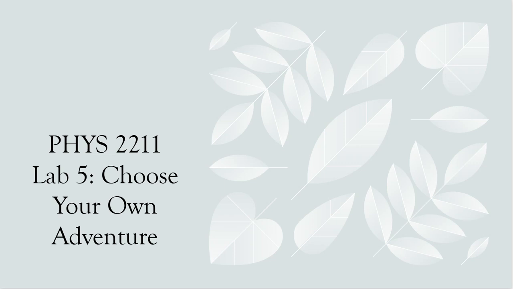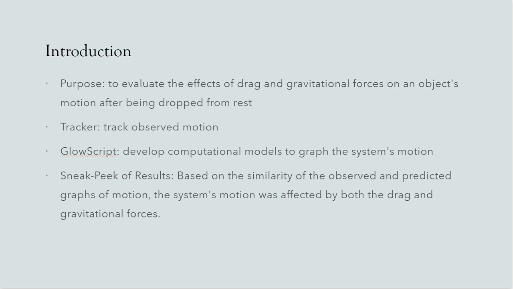Physics 2211 Lab 5, Choose Your Own Adventure. The purpose of this lab is to evaluate the effects of drag and gravitational forces on an object's motion after being dropped from rest. I'll use Tracker to track the observed motion and then GlowScript to develop the computational model to graph the system's motion. And a sneak peek of the results: based on the similarity of the observed and predicted graphs of motion, the Slinky's motion was affected by both the drag and gravitational forces.